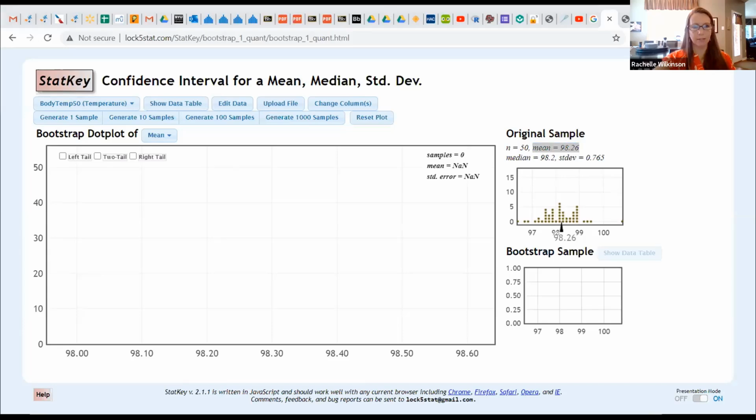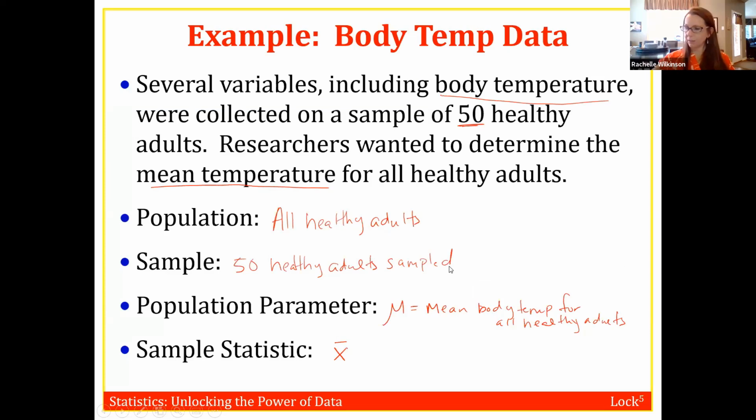98.26. So I need to update my notes pages because that should be on there. It should be 98.26. So back here, let's say x-bar is equal to 98.26. And this sample statistic is the one that we want to use when we're constructing our confidence interval. Well, if we were doing the standard error method. You don't actually need it when you're doing the percentile method.